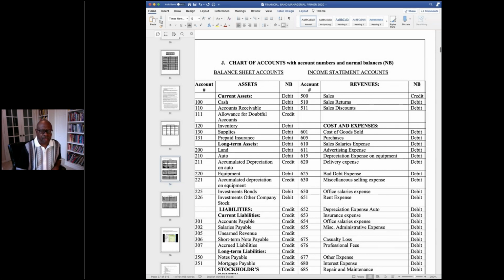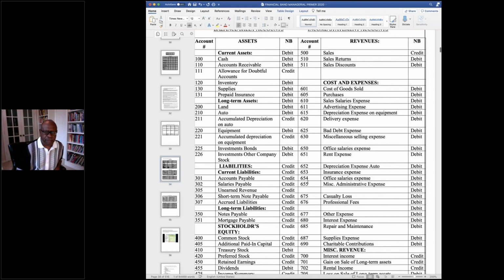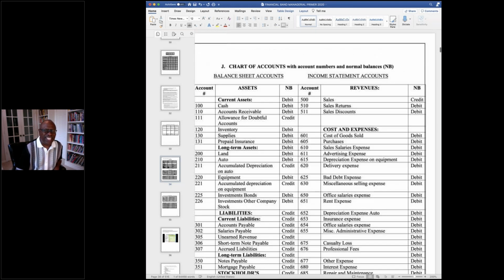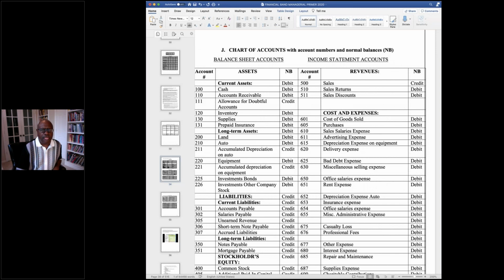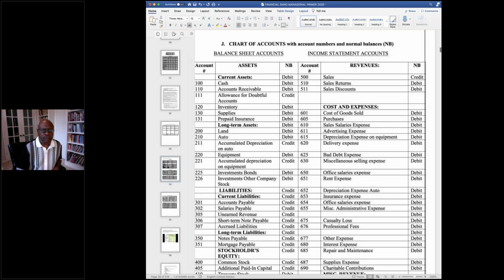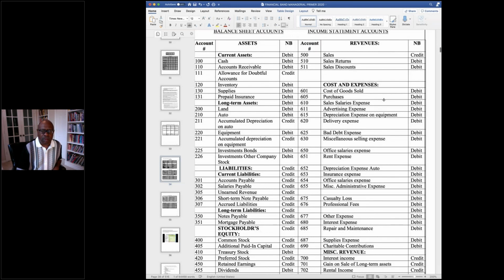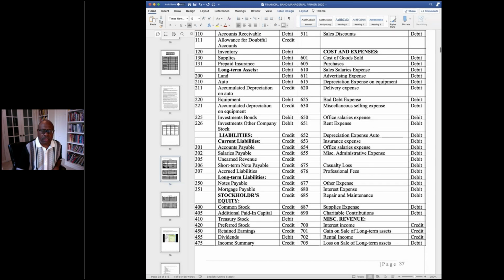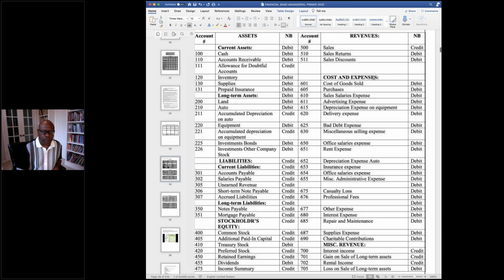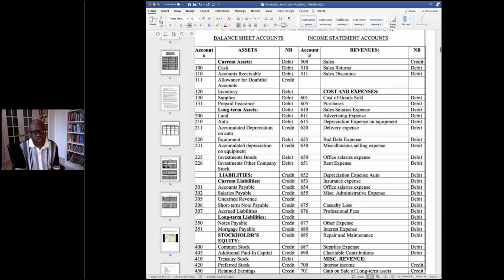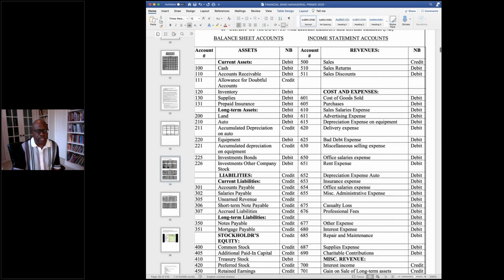We had a chart of accounts, so any journal entry has to have 2 accounts at least. They're balance sheet accounts, which are permanent accounts, going down to retained earnings. Then we have the temporary accounts that start at dividends, income summary, and goes all the way down on this right side. These are the accounts that we use in the course. We don't create any other accounts.